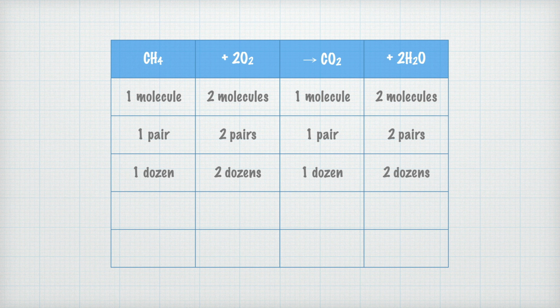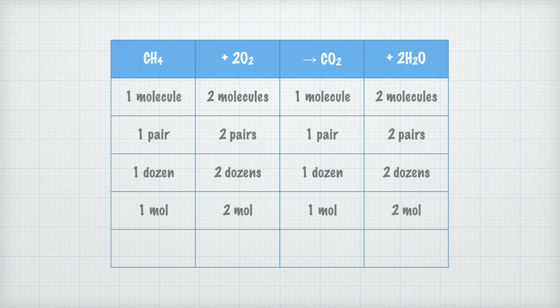Let's use our favorite unit, the mole, that is 6.022 times 10 to the 23 methane molecules. If we have 1 mole of methane molecules, we need 2 moles of oxygen molecules, and then 1 mole of carbon dioxide and 2 moles of water molecules are formed.